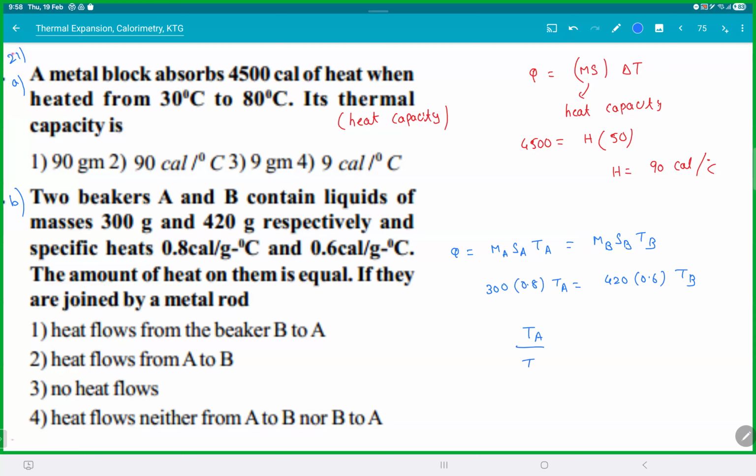So TA by TB will be, how much is this? 420 into 6 by 300 into 8. That's 42 by 40, which is 21 by 20. You can clearly see since TA is greater than TB, heat flows from A to B.